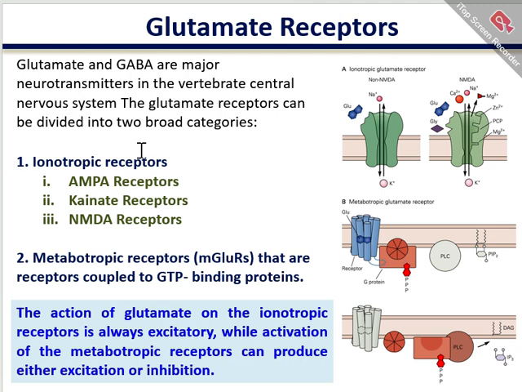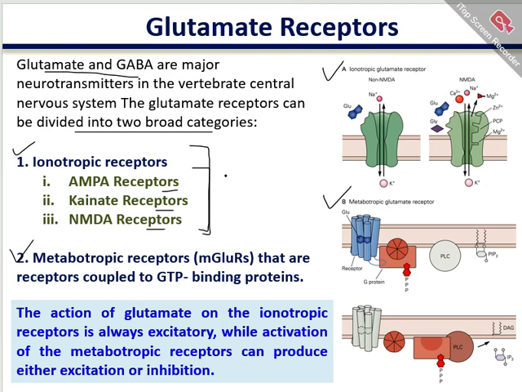Okay, now coming back to the glutamate receptors again. As we have discussed, there are two types of glutamate receptors: ionotropic glutamate receptors and metabotropic glutamate receptors. Glutamate and GABA are the major neurotransmitters in the vertebrate central nervous system. The glutamatergic receptors can be divided into two broad categories, the ionotropic receptors and metabotropic receptors. Ionotropic receptors are further subdivided into three types: AMPA receptors, kainate receptors, and NMDA receptors. I will make a separate lecture on the ionotropic receptors because they are also very important.